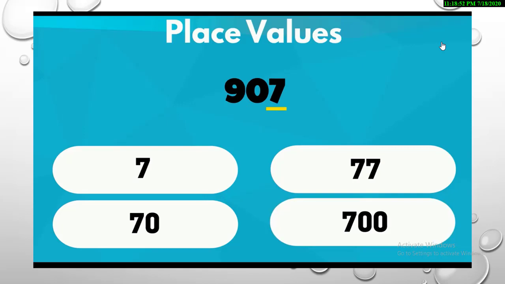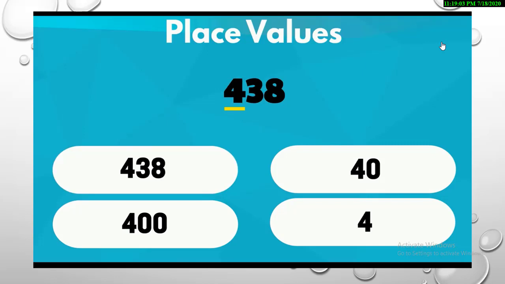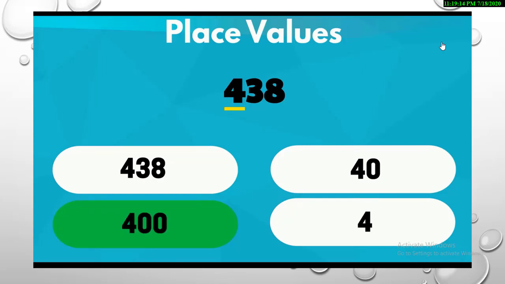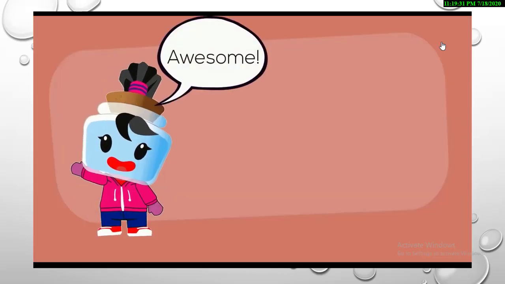Next, here, the underlined digit 7 is in the ones place, so its value is 7. Next, 4 is in the hundreds place, so its value is 400. And lastly, the underlined digit is in the tens place, which means the value of 7 tens is 70.